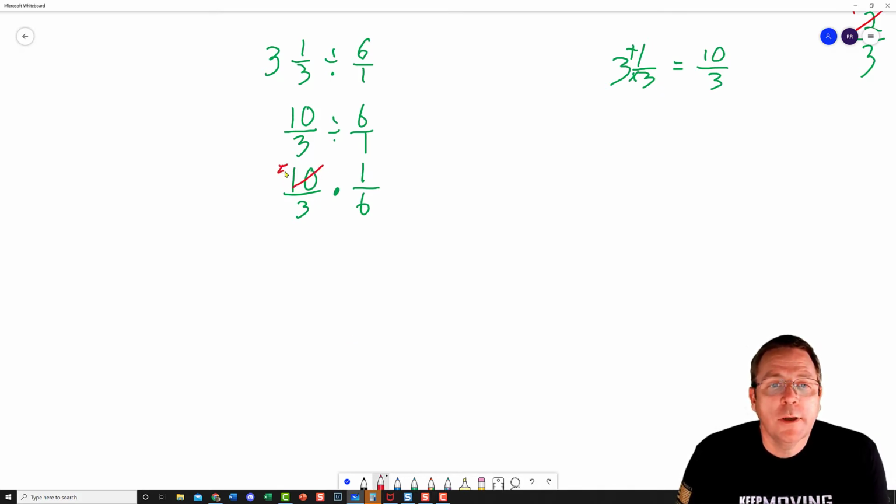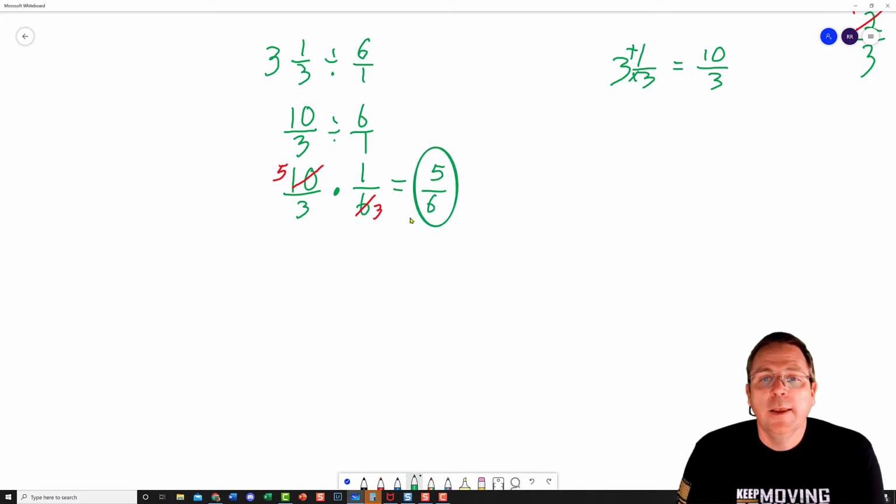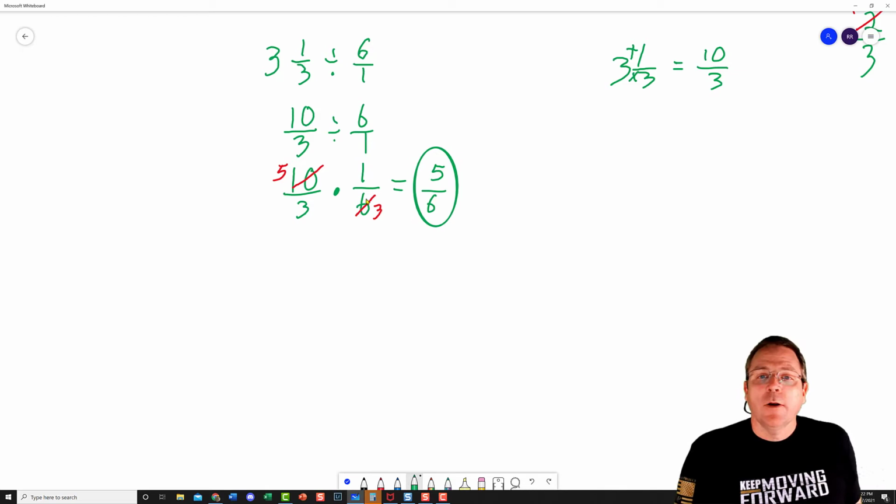From here, we're going to simplify. 2 goes into 10 5 times, 2 goes into 6 3 times, and we're going to multiply. Remember, you can't simplify horizontally, so all that's left is multiplication. 5 times 1 is going to be 5. 3 times 3 is going to be 6, giving us 5 6 for the final answer.